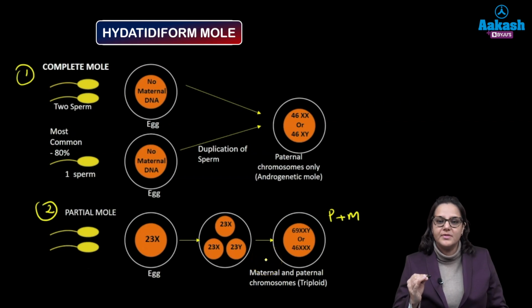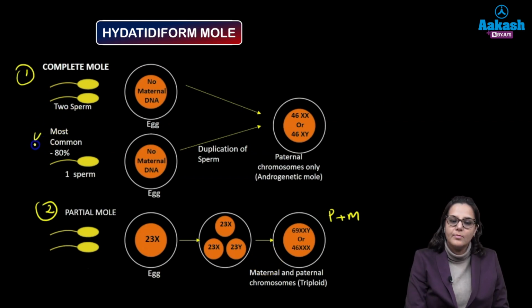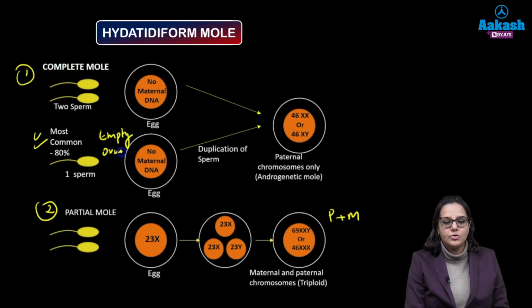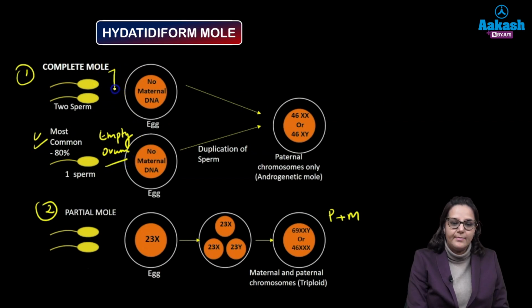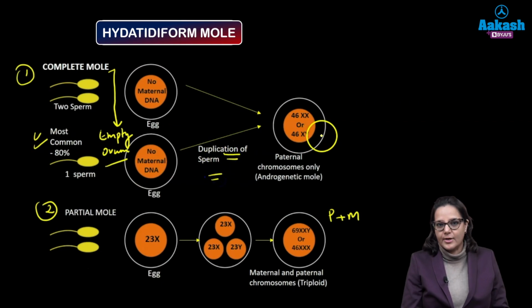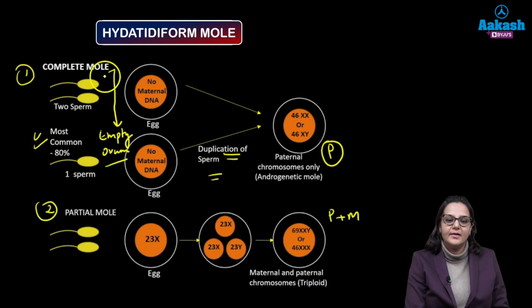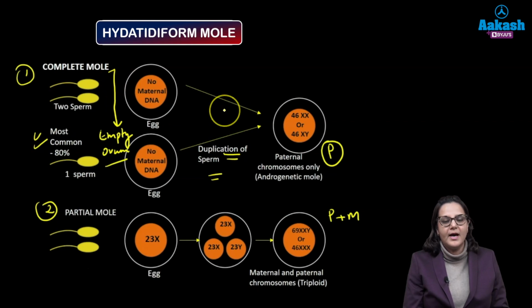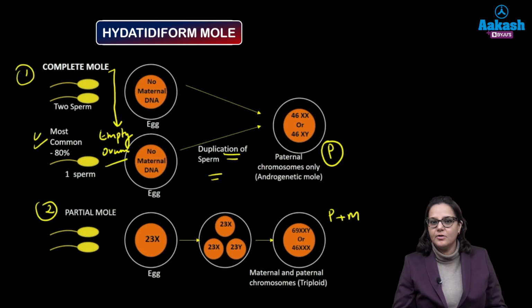In complete mole, there are two conditions. The most common is the condition in which a single sperm fertilizes an empty ovum. So in complete mole, it's always the ovum which is empty. This sperm duplicates and it forms a zygote. Now this zygote is diploid and it is only paternal in nature. The second scenario, seen in 20% of cases, is that two sperms can fertilize an empty ovum and it can lead to a diploid zygote, and the material will be paternal.